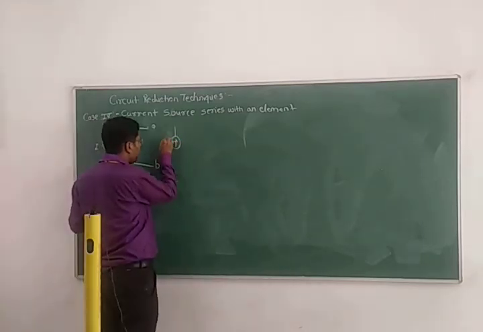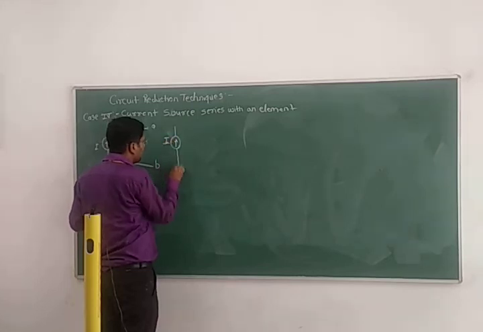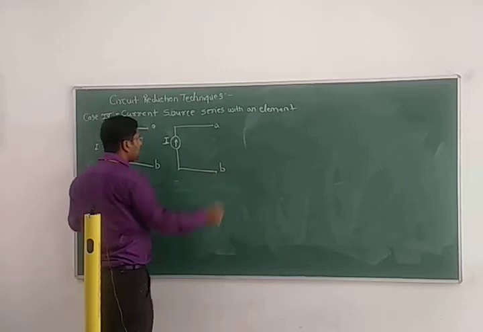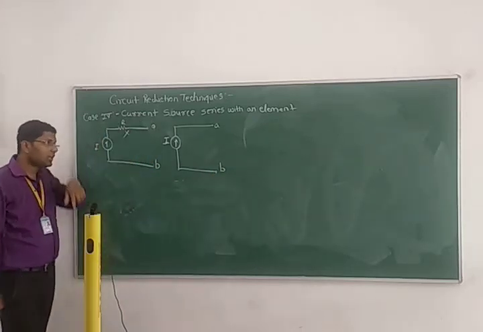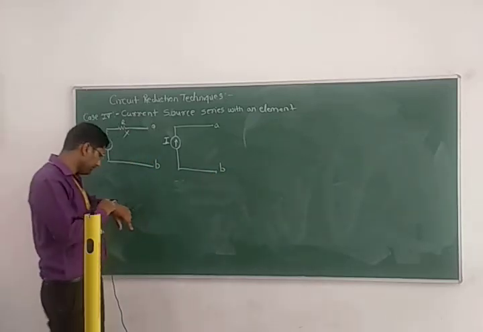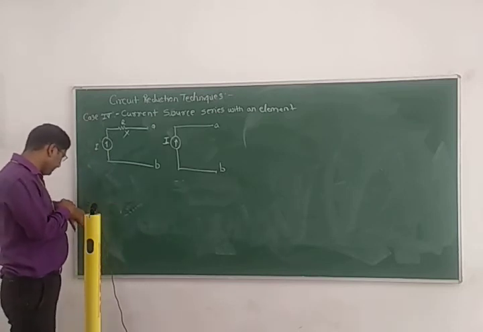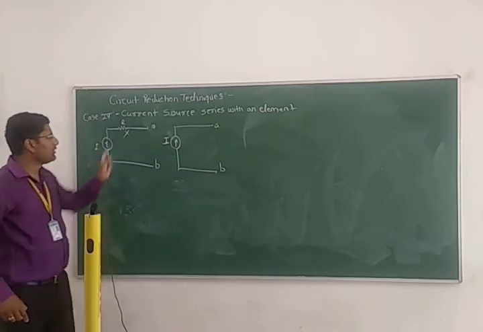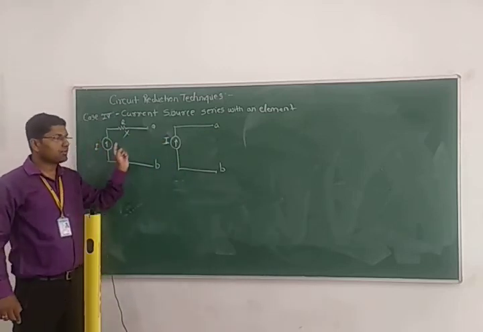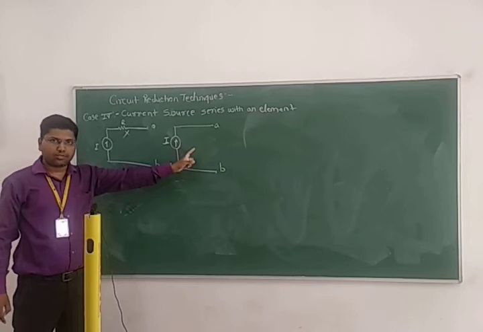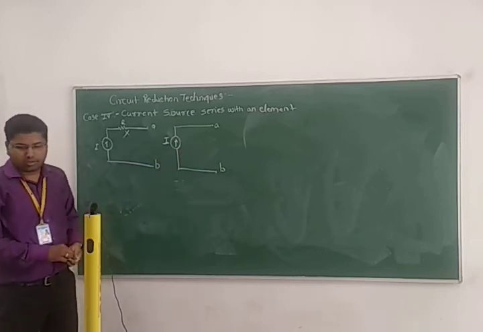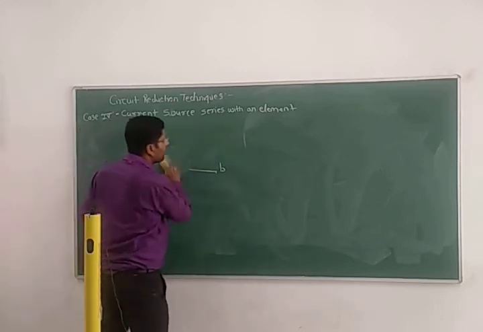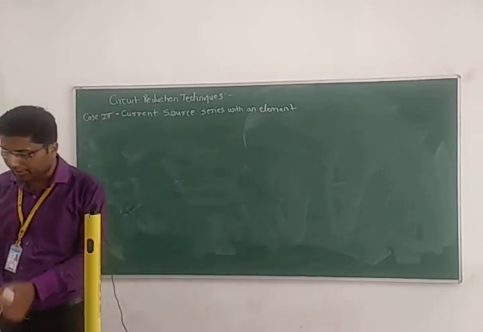Current source I, between A and B. So the current source is available between A and B, and this is your simplified circuit now. This is the simplified circuit, and this is your answer. Now we will take an example and you try to solve it with me, so we will understand.